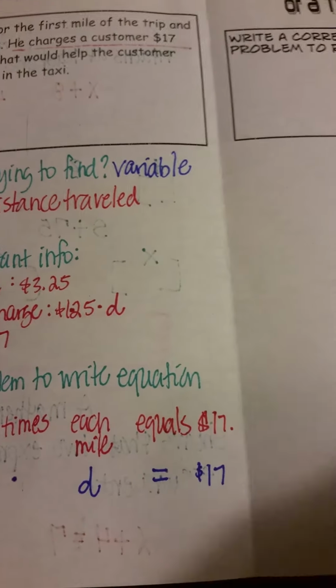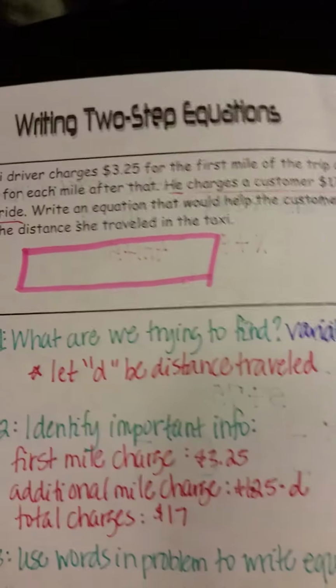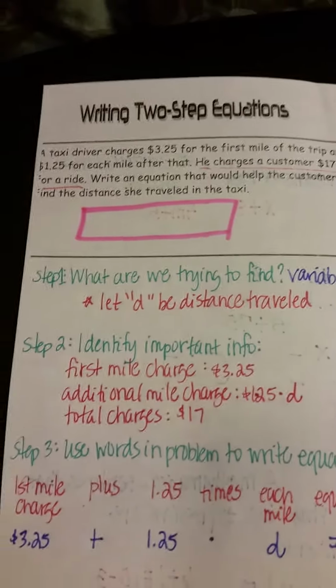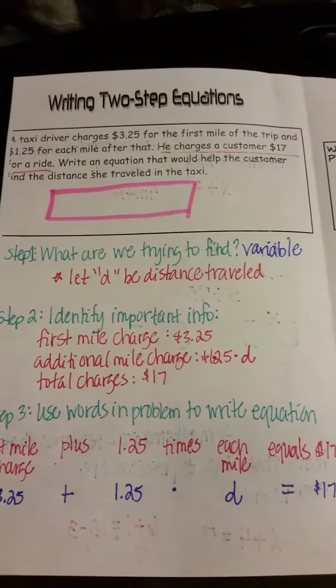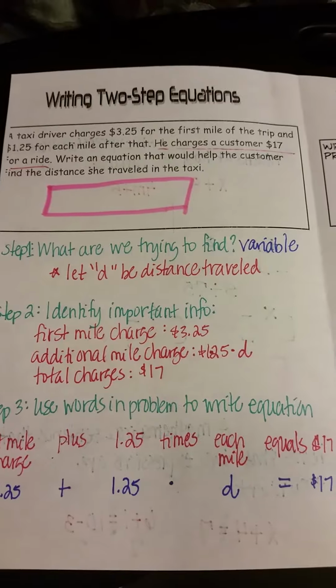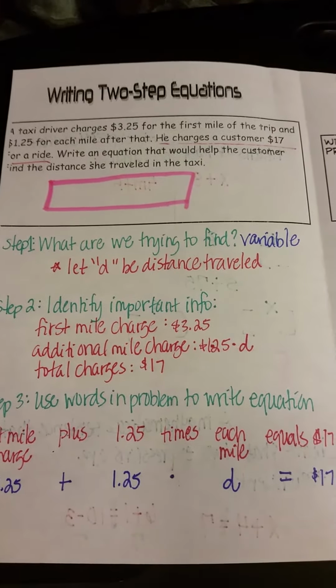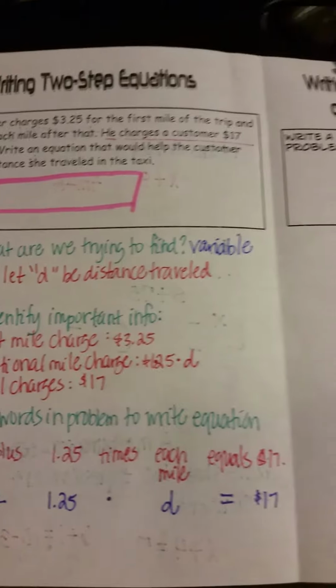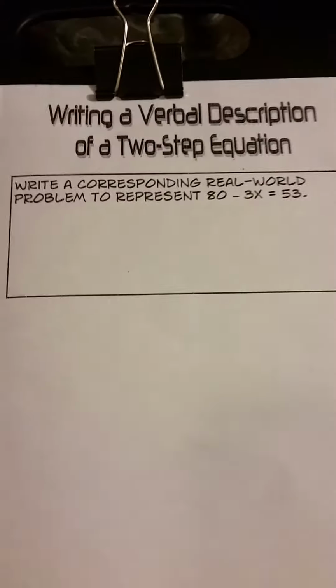Okay, so what I want you to do here is to actually write that equation here. Okay, so for writing it, we want to step one, what are we trying to find? Identify that important information, yank it out, and use words in the problem to actually write the equation. Okay, now moving on to our second example, which is writing a verbal description of a two-step equation. So here it gives us the actual equation. We have to think about a real world situation to fit this equation.